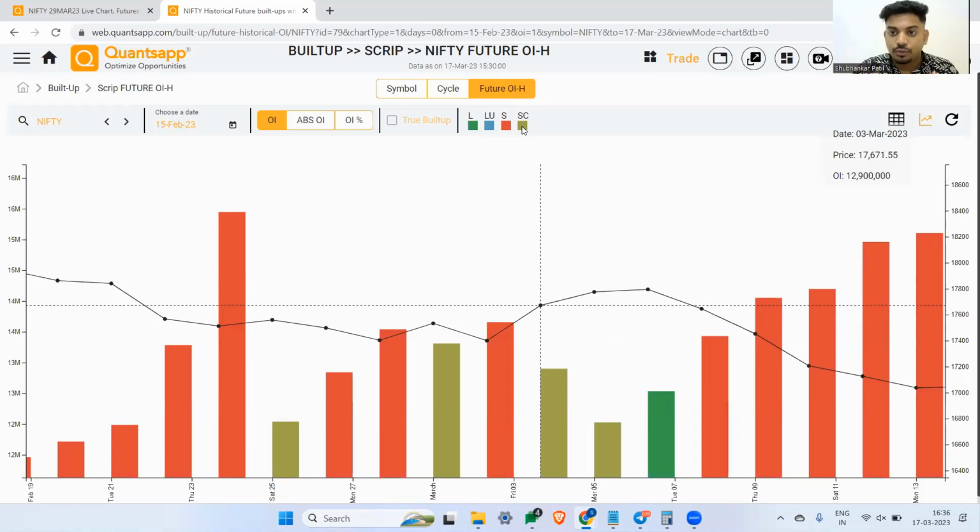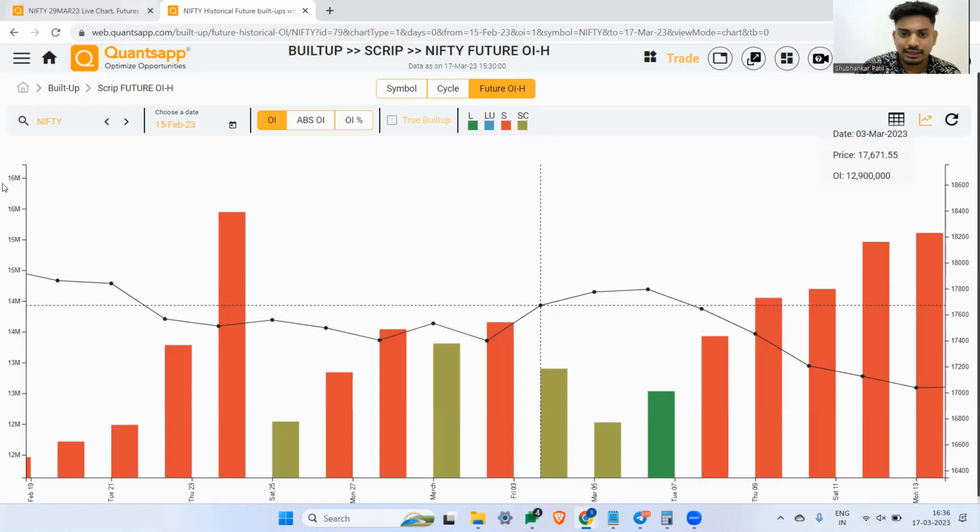So first thing is, whenever the market moves down, it will always have those rises and then it will go down, right? It will always have those respites and then it will go down. Now, how can we figure out whether it was a respite or whether it was a genuine long? And the answer to that is again future OIH, which is futures built-up. I'll tell you how.